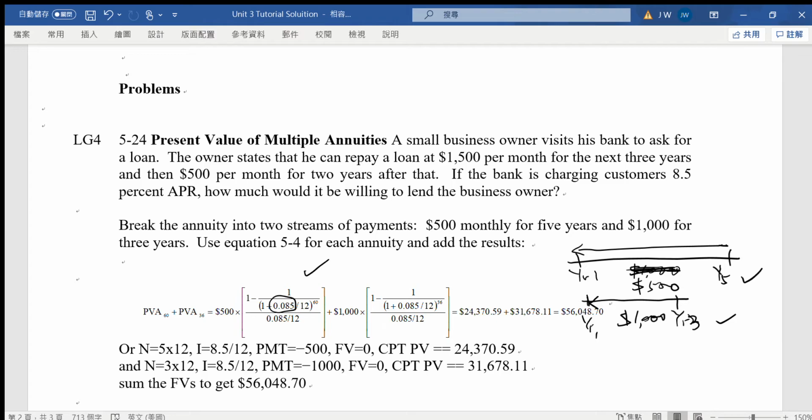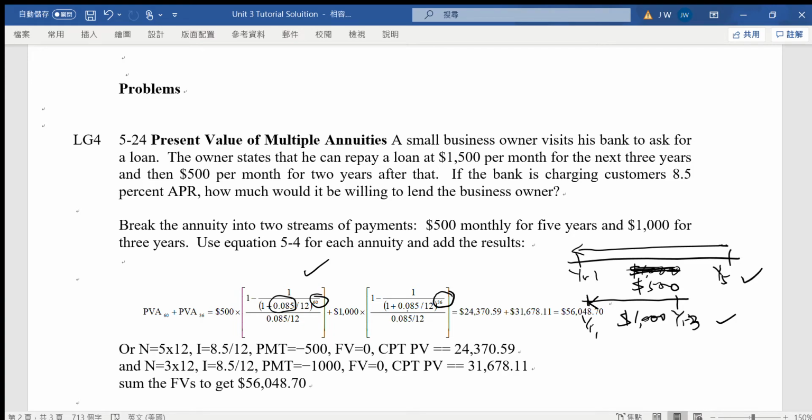And then the concerning period is 5 years, but that is not the compounding time. This should be 60, because 1 year we have 12 months. 12 times 5, that will be 60 months, and that will be compounded 60 times. That's why that will be the first one. The second one will be the same. You should divide also by 12 for the interest rate, and for the period, that is just 3 years. That's why the number of times of the compounding is 36.